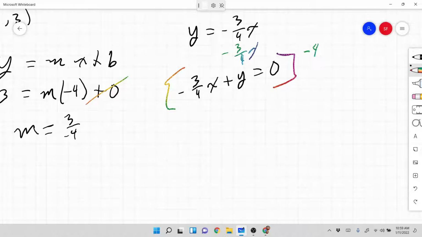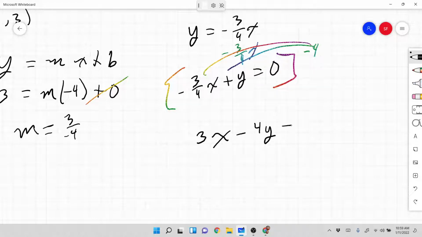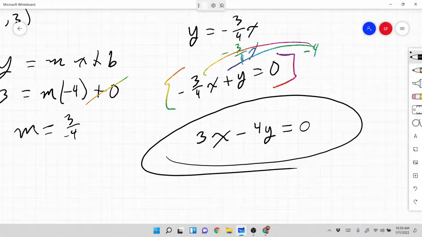So over here on this first one, we distribute it. We end up with +3x, right? Minus 4y equals 0 because 0 times negative 4 is 0. I just switched the numbers. That makes sense where they came from?